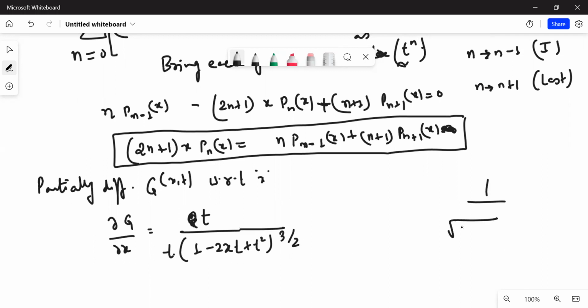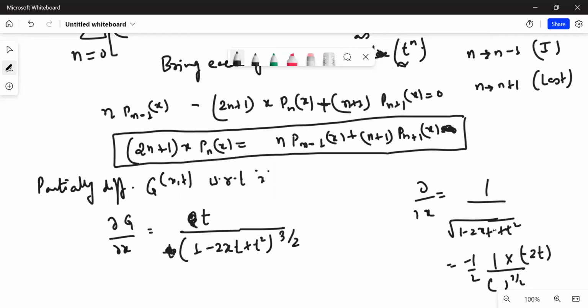Okay, so you know that 1 upon root over 1 minus 2xt plus t square is your generating function. If you differentiate with respect to x, you'll get minus 1 by 2, this bracket raised to power 3 by 2, and then you will again have a minus of 2t. So overall, if I partially differentiate my generating function with respect to x, I will get minus 1 by 2 times (1 minus 2xt plus t square) to the power minus 3 by 2, and then the partial derivative inside gives minus 2t. So overall, this would be my partial derivative. Is that clear?